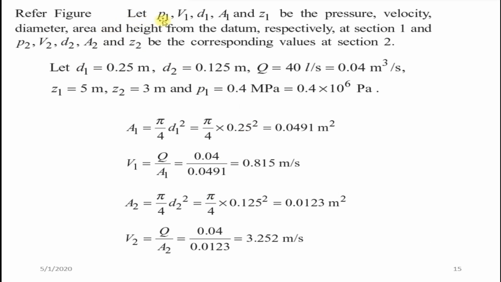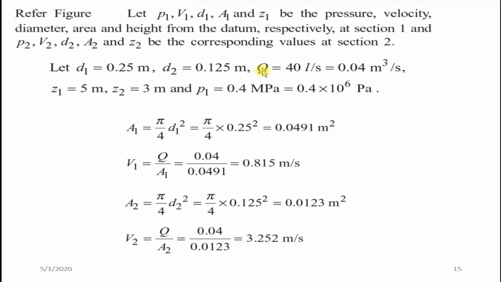Refer the figure. Let P1, V1, D1 and area A1 and Z1 be the pressure, velocity, diameter, area and height from the datum at section 1. And similarly at section 2, pressure will be P2, velocity will be V2, diameter will be D2, area will be A2 and the datum head will be Z2. So diameter D1 is 0.25 meter, D2 is 0.125 meter.